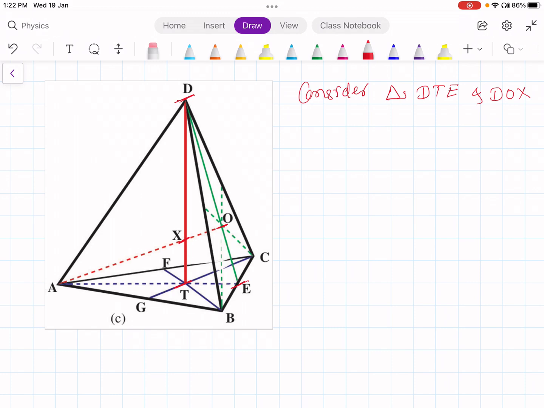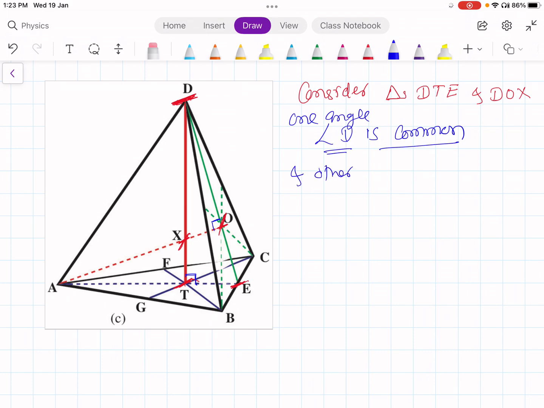So if you look at these two triangles, DTE and DOX, in these two triangles, angle D is common to both, and as you can see here, this is angle 90 degree and this is angle 90 degree. So one angle, which is D, is common, and the other angle is 90 degree. So two angles are the same, and so these two triangles DTE and DOX are called similar triangles.